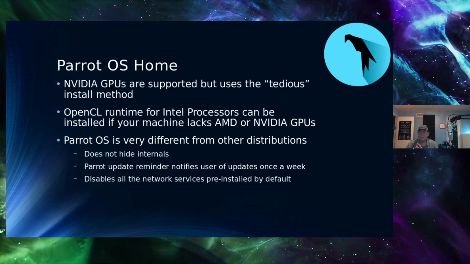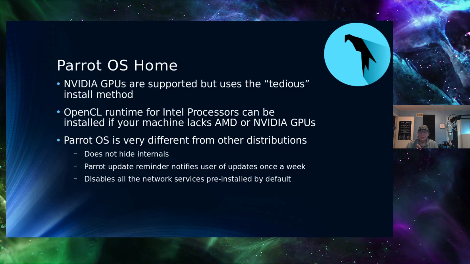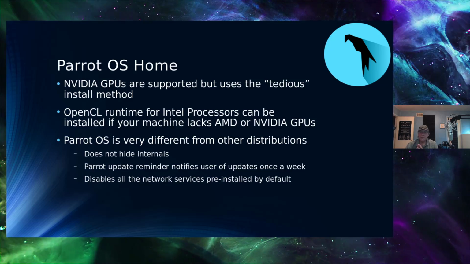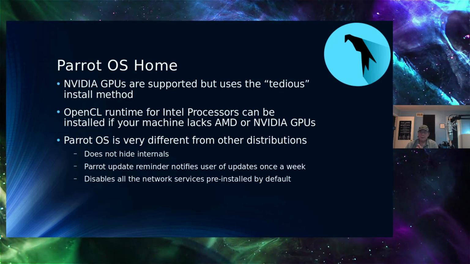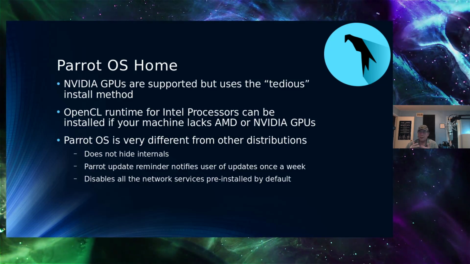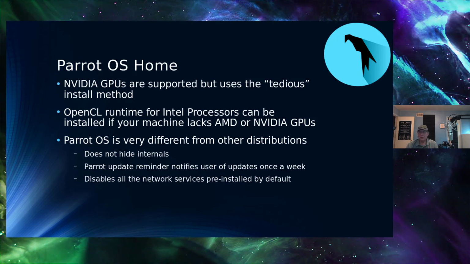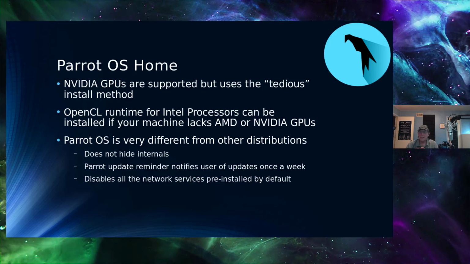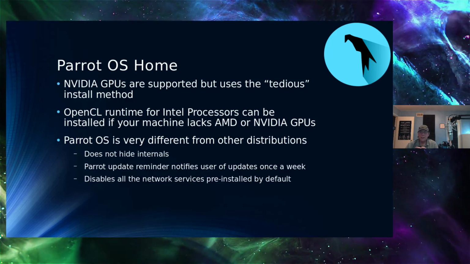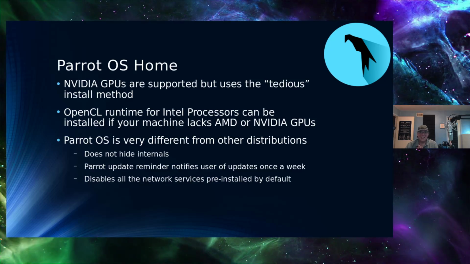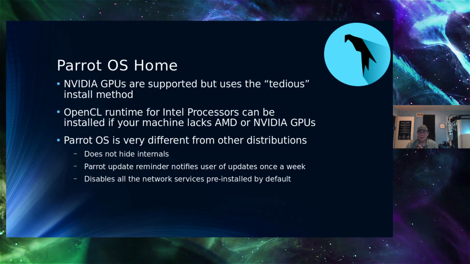Parrot OS is very different from other distributions. First of all, they don't hide their internals like some of the other major distributions do. Parrot update reminders will come out once a week and notify. They'll nag you so that if you start to get behind, you don't want to do that in a rolling release. You don't want to get behind, or you'll run into package conflicts. So it'll nag you and it'll say go update, and you better, or you'll be reinstalling probably.